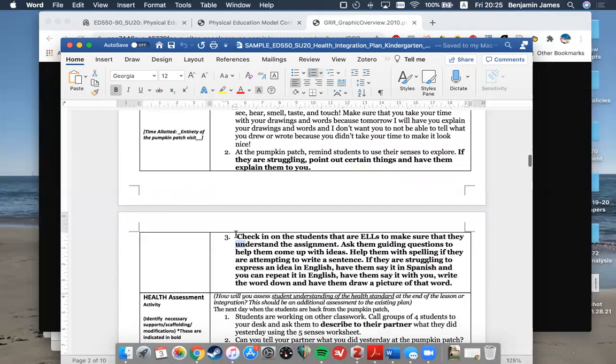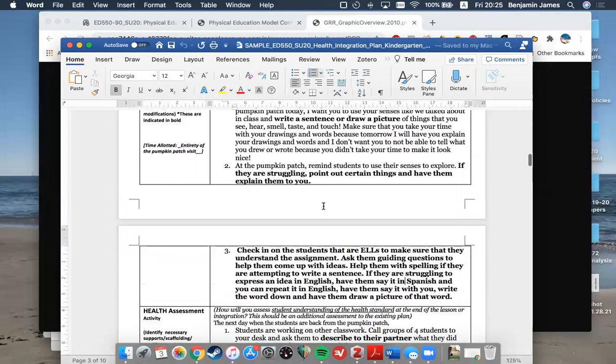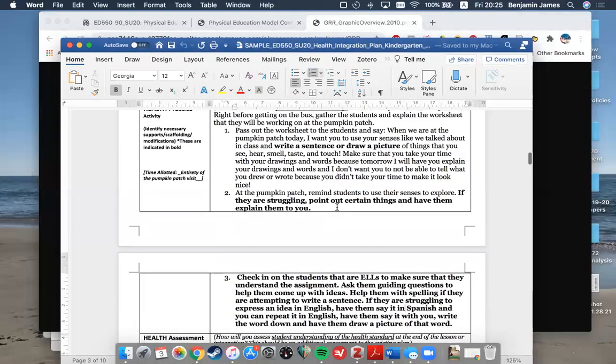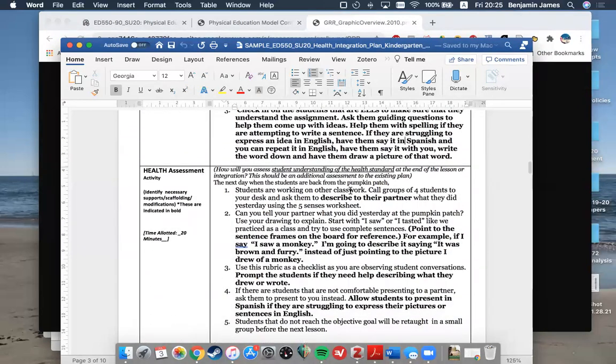The teacher has clear instructions for who are ELLs, and how we're going to support them. There's a really clear plan. And it's not super long here, but there's a clear plan of the students practicing that skill with a chance for the teacher to give feedback on that. And then at the end, the assessment is they come back after the pumpkin patch.